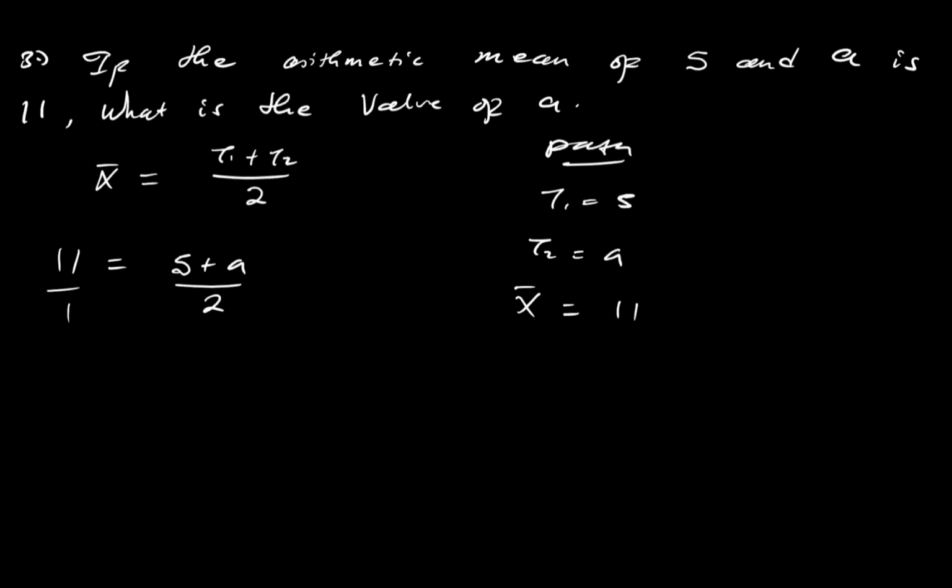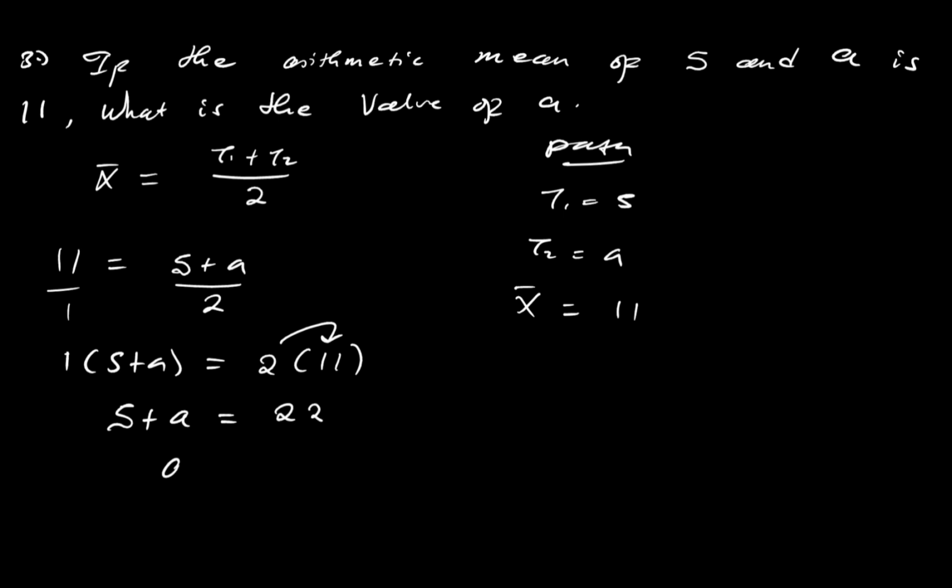We can also introduce 1 and then do a cross multiplication, where we say 1 multiplying 5 plus a is equal to 2 multiplying 11. We know 1 is an abstract figure, so multiplying by it will not change anything. But 2 multiplying 11 will give you 22.